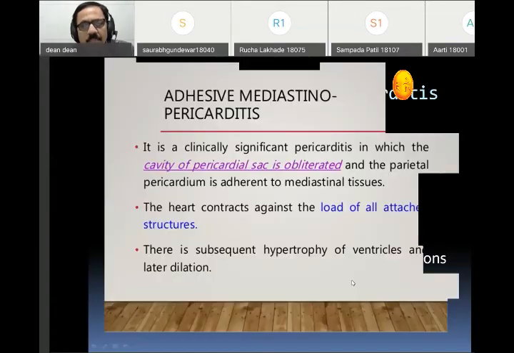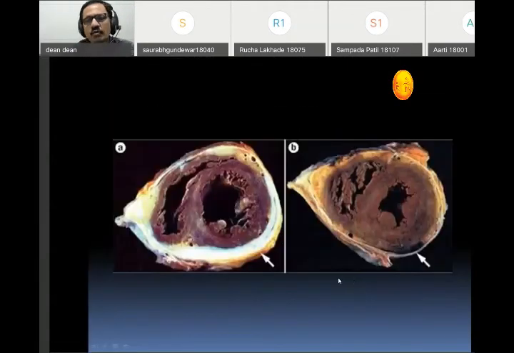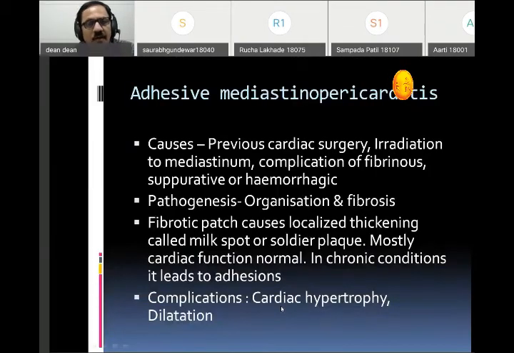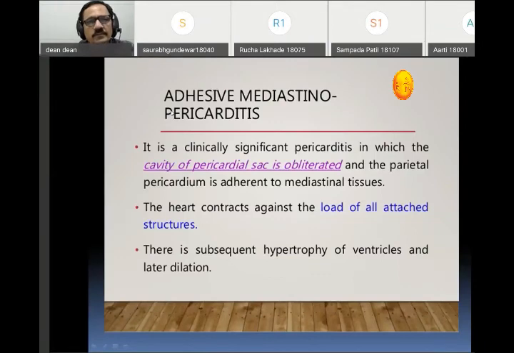This is what you see in case of adhesive type of pericarditis. Here you can see that there is fibrosis. The wall is a hypertrophic ventricle, and it is dilated also. That is a characteristic feature of adhesive type of pericarditis. Along with that, if mediastinal organs are also involved, you call it adhesive mediastinopericarditis.